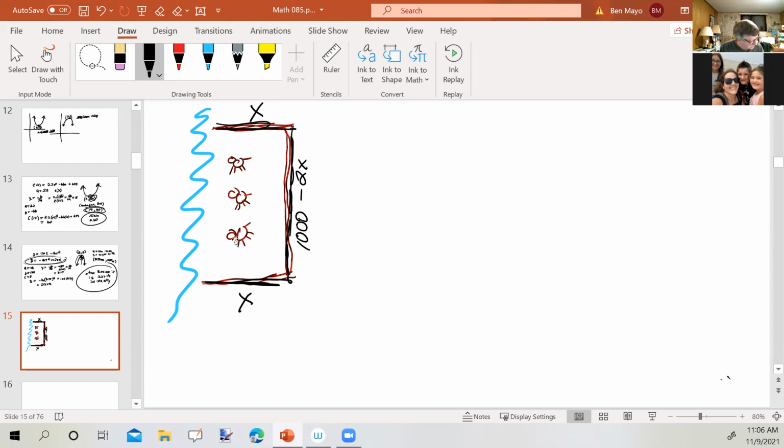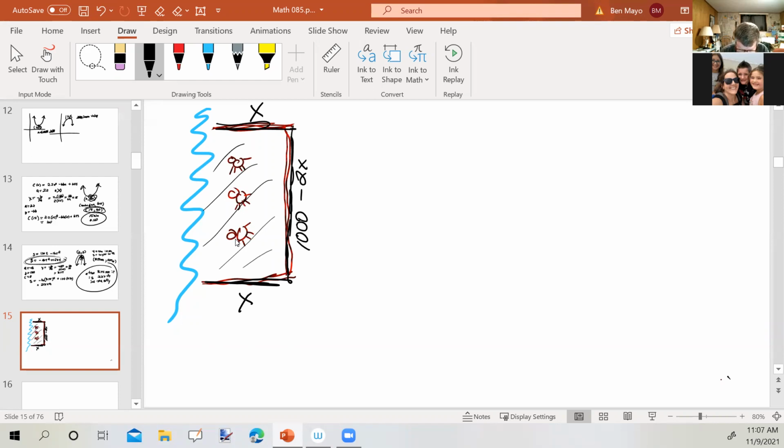Okay, now let's go back to the problem. It says a farmer wants to fence in 3 sides of a rectangular field with 1,000 feet of fencing. The other side of the rectangle will be the river. If the enclosed area is to be maximum, find the dimensions of the field. So we want to maximize the area for the cows to graze in the pasture.